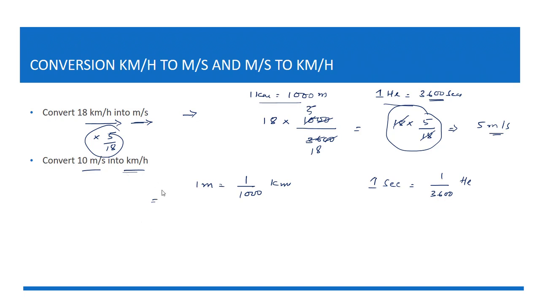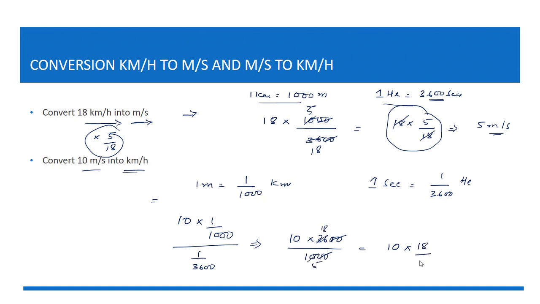Right, let us convert this. 10 meters per second is given, so I write down 10 into meter, which I need to convert, that is 1 by 1000, that whole divided by 1 by 3600. Now if you simplify it, you will get 10 into 3600 divided by 1000. The 2 zeros cancel, 2 5s are 10, 2 18s are 36, that is 18 by 5, which simplifies to 36 kilometer per hour. So whenever you want to convert meter per second to kilometer per hour, just multiply with 18 by 5.